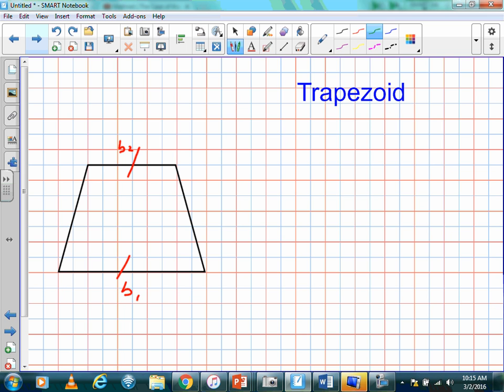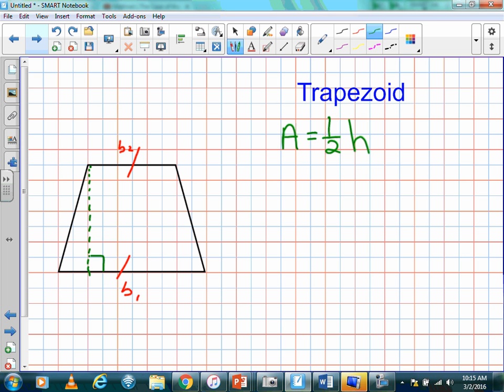The formula for a trapezoid is kind of technical. 1/2, kind of like the triangle, times h. We know h is the height. Good. We didn't do that yet. Well, let's do that before we go on any further.